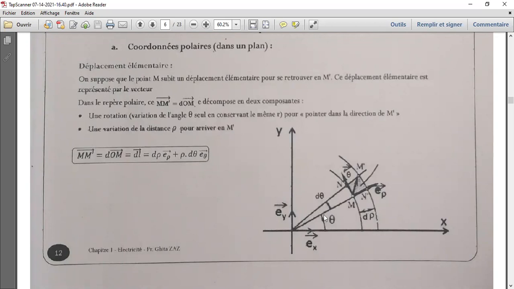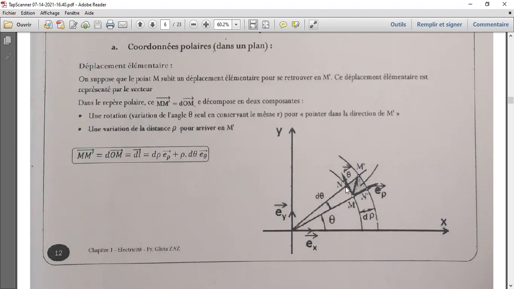You see, this theta has changed. For example, if it was 60, it has become a bit larger, maybe 70. That's just an example. So you see here the movement of d theta, and the radius rho is the same. So this is where this formula is coming from, rho times d theta e theta.